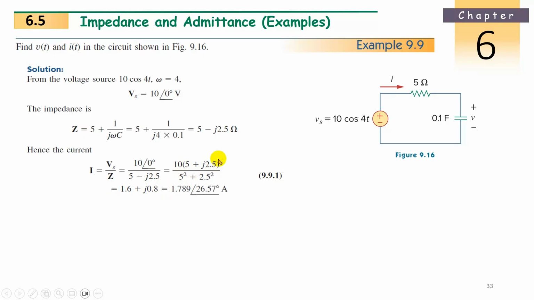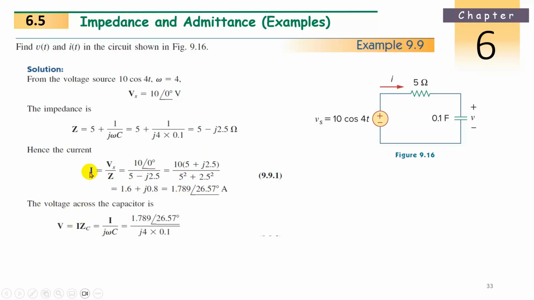Now in this rectangular form, it becomes 1.6 and j 0.8. Now convert this rectangular form into polar form. It will be coming 1.789, 26.57 degrees. My method, another method of what I told you, convert this Z into polar form. Directly you can divide so that you will get the direct answer. No need of again doing this one. Okay, so this is your result.